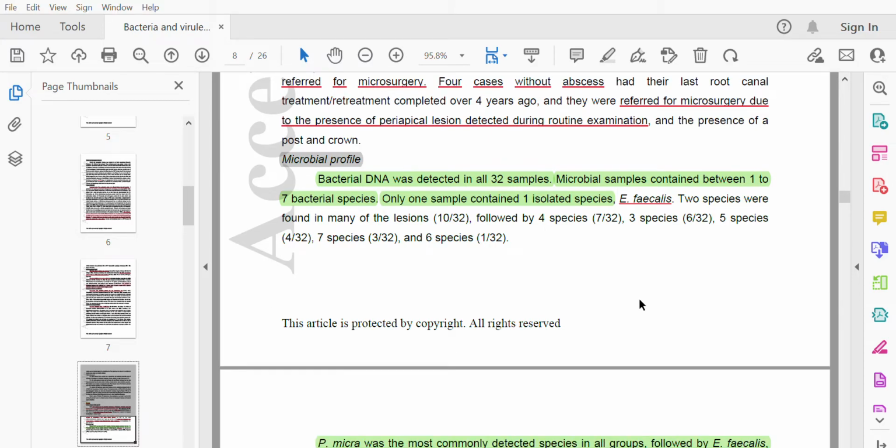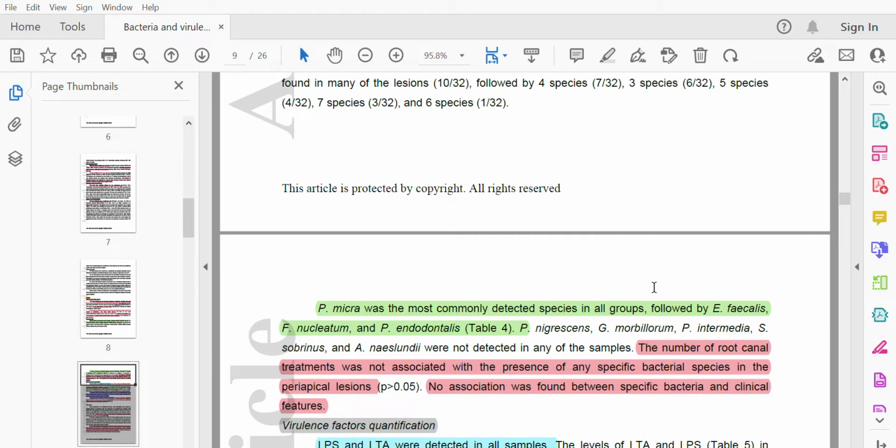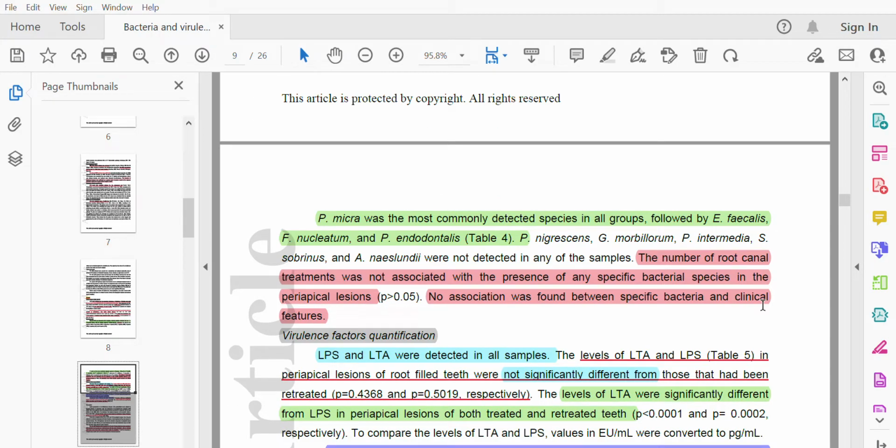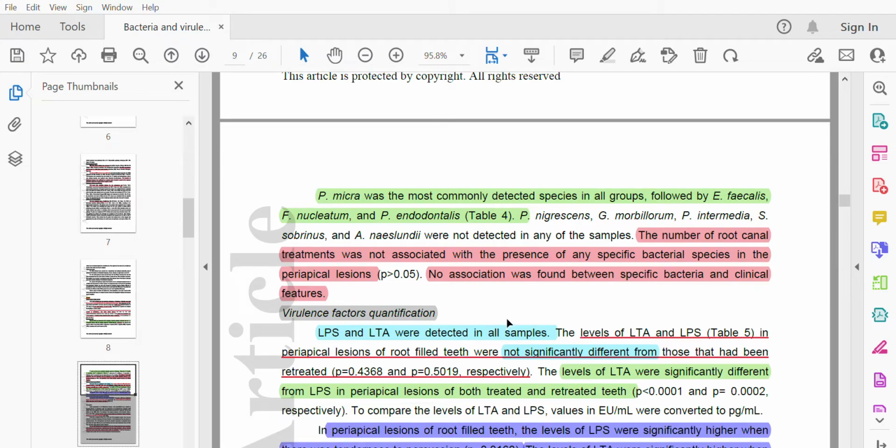For the microbial profile, bacterial DNA was detected in all samples. The samples contained between 1 to 7 bacterial species, and only one sample contained one isolated species, which is E. faecalis. P. micros, which is Peptostreptococcus micros, was the most commonly detected species in all groups, followed by E. faecalis, F. nucleatum, and P. endodontalis. The number of root canal treatments done, once or twice, was not associated with the presence of any specific bacterial species in the periapical lesions, and also no association was found between specific bacteria and clinical features.